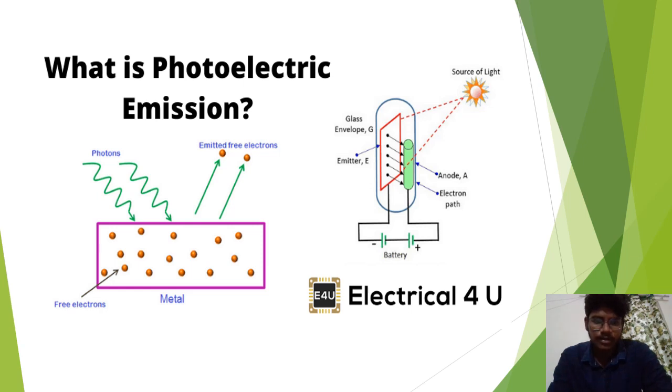And in the right side picture we can see the photons falling on the metal surface, and through that there is emission of free electrons. Here the yellow color is the free electrons which are present in the metal surface. So this is about electron emission.